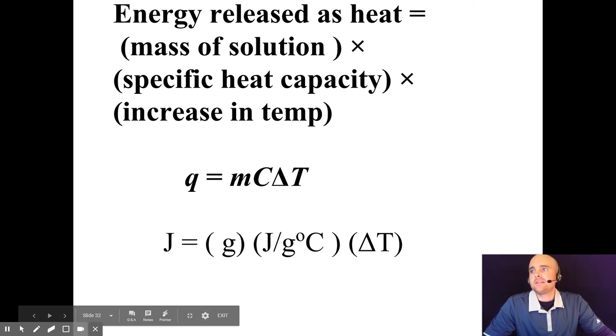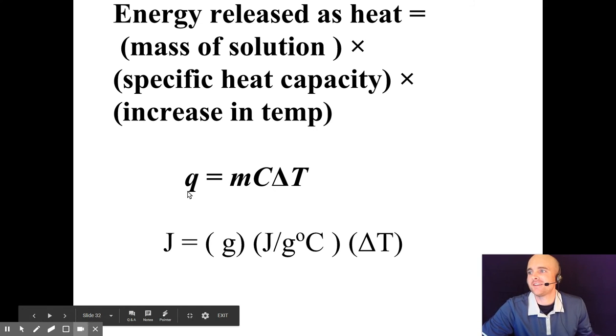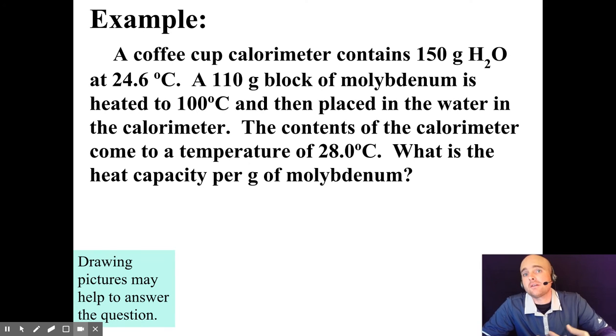So the energy released in the heat can be expressed by this equation: Q equals mcΔT. Q is the heat, and it equals the mass times the specific heat times the change in temperature. This is a long example, so I'll let you pause and read.